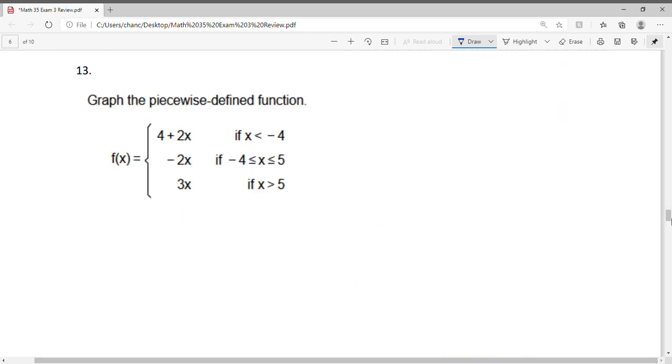Question 13. Graph the piecewise defined function. We have f of x is equal to 4 plus 2x if x is less than negative 4. So I'm going to plug in some values. Let's check at x equals negative 4. We're going to plug it into 4 plus 2x. We have 4 plus 2 times negative 4, and that's going to give me 4 minus 8, which is equal to negative 4. So let's start our graph.